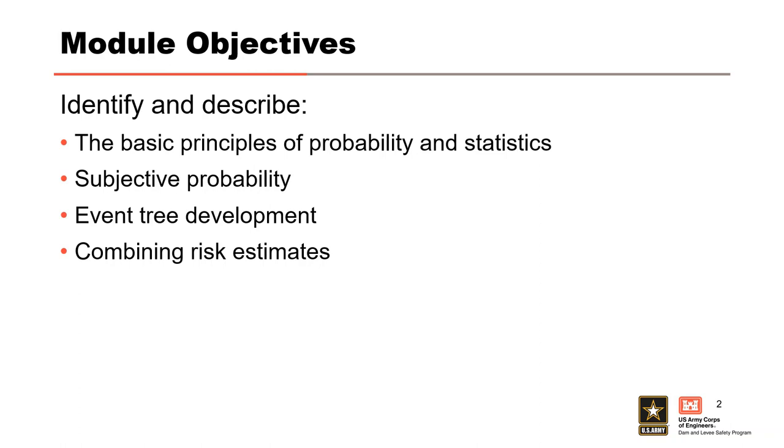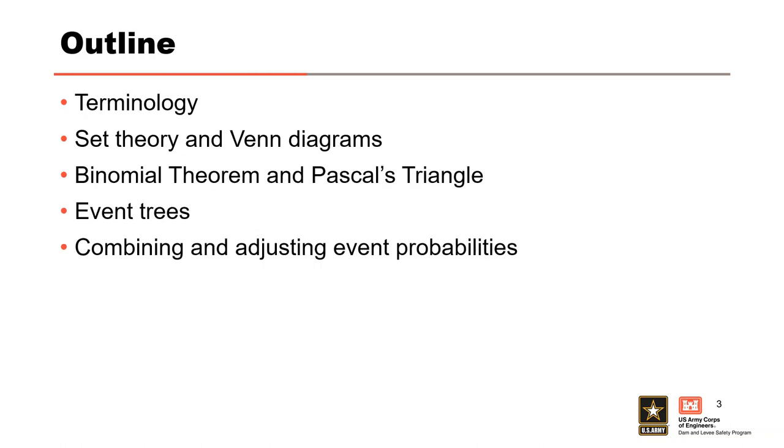After completing this module, participants should be able to identify and describe the basic principles of probability and statistics, subjective probability, event tree development, and combining risk estimates. This presentation will cover basic terminology, set theory and Venn diagrams, and binomial theorem before getting into event trees and combining event probabilities.